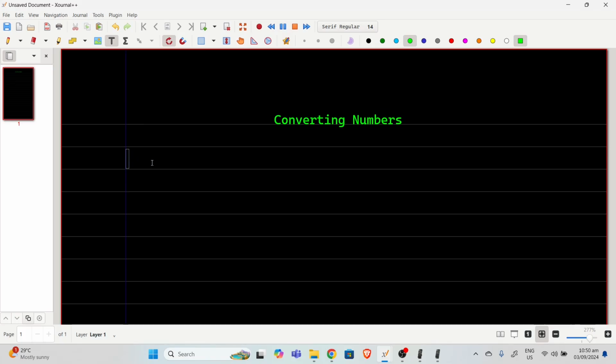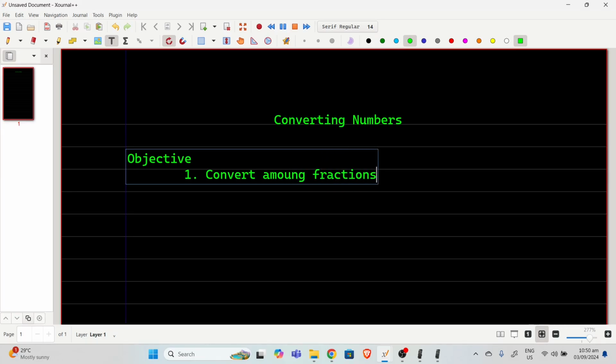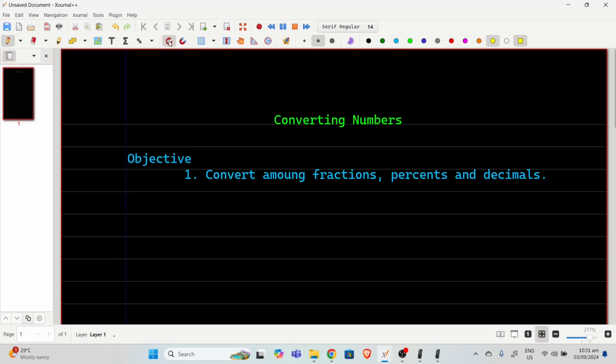So the types of numbers that we're looking at today are fractions, percents, and decimals. So we're going to have the objective as being able to convert among fractions, percents, and decimals. That's the objective of today's lesson.